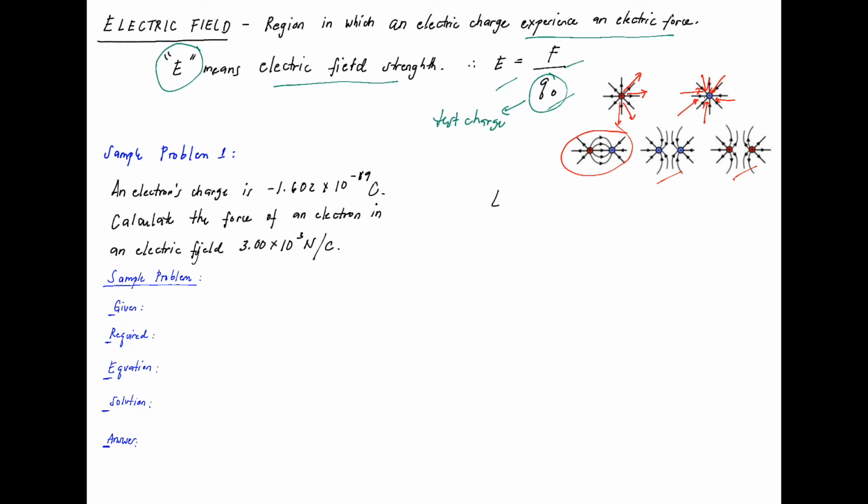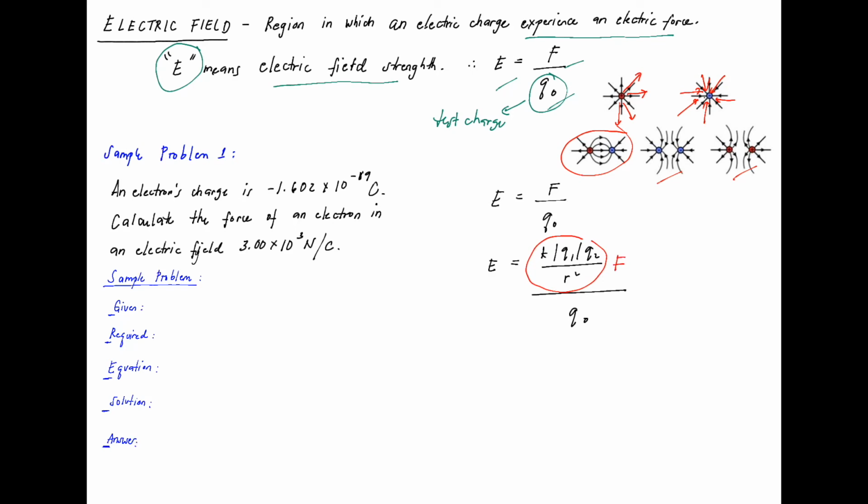Since the electric field strength is F over the test charge, we could represent the force as K multiplied by Q1 times Q2 over R square, then divided by Q sub O. This one represents the force.